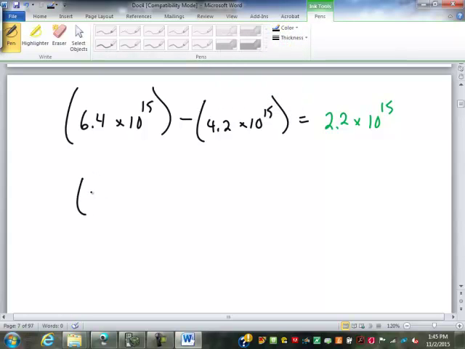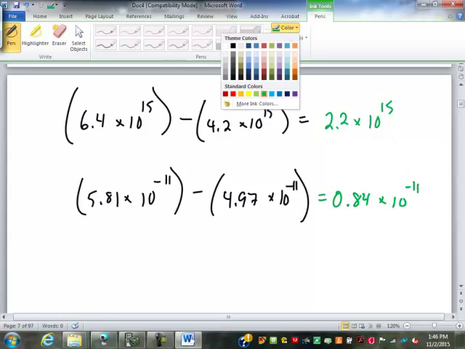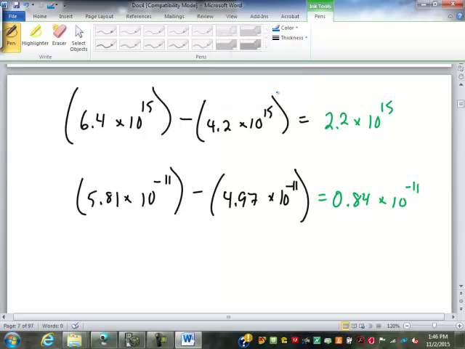How about this one? What do we get? 0.84 times 10 to the negative 11th. Of course, there's a problem with that one. What's wrong with it?